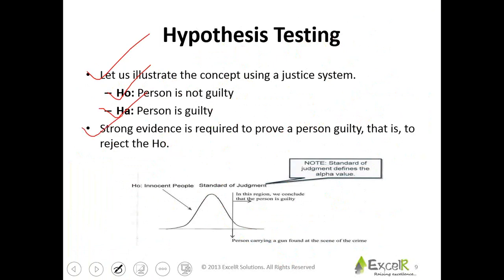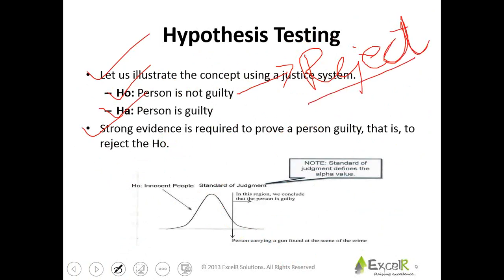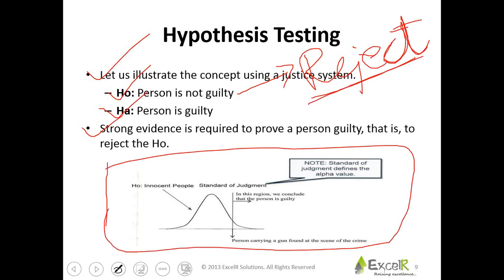Now, strong evidence is required to prove a person guilty. That is, if you want to reject the null hypothesis, you need to have strong evidence. Only if you have strong evidence can you reject this and accept the alternate hypothesis. So in this particular graph, look at this. H0 is the region which says no, that person is innocent. And this small region says that no, that person is actually guilty.